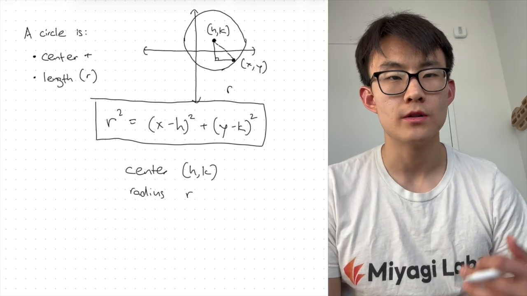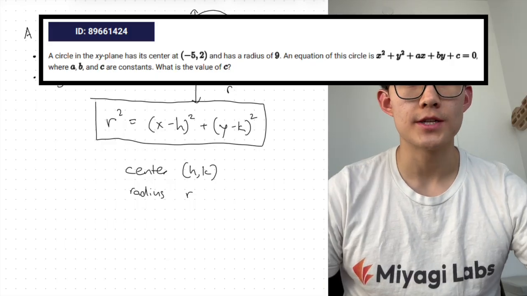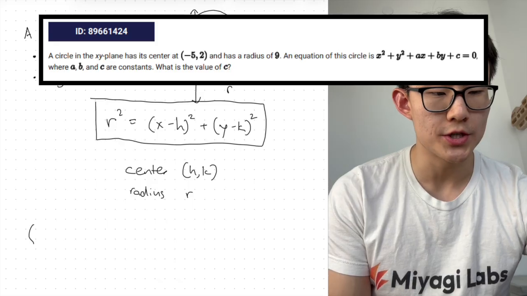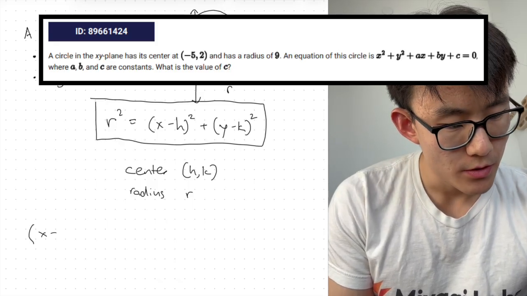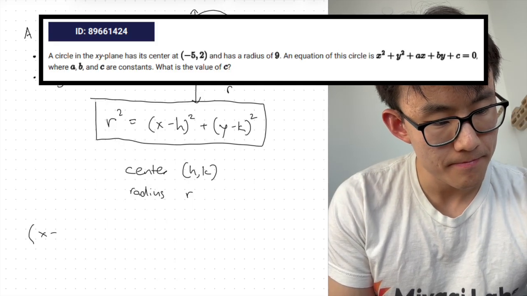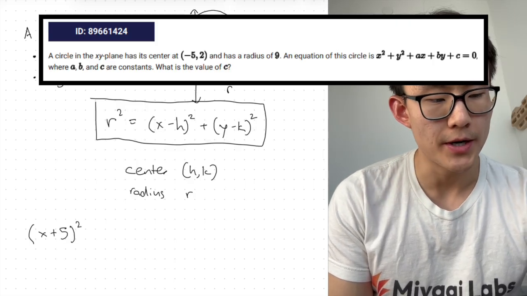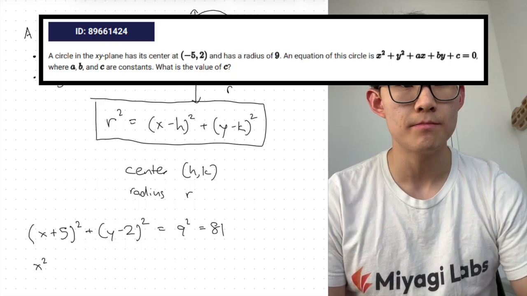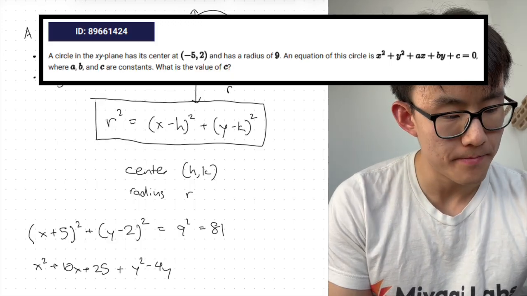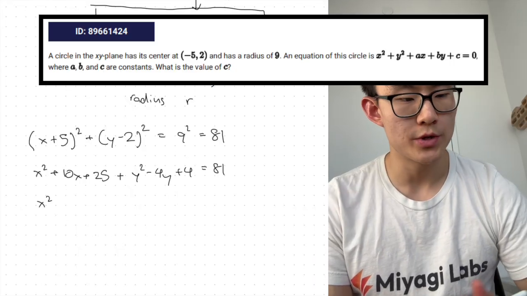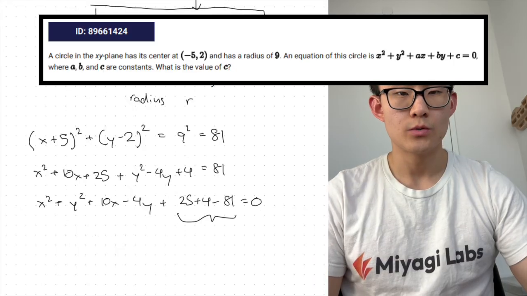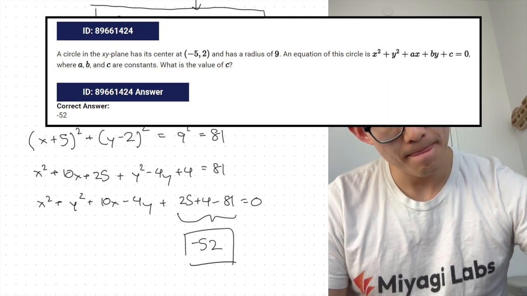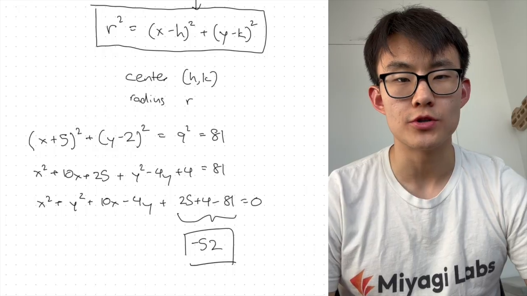And finally, let's do the problem from before. The circle has center -5, 2 and a radius of 9. So what's the equation of this circle? Well, we just plug it into the formula. X minus -5 becomes x plus 5. And it's telling us to put it in this form. So we do a tiny bit of algebra. And once we rearrange, we get this as our term, which is -52. And that's all you need to know to solve the majority of circle problems.